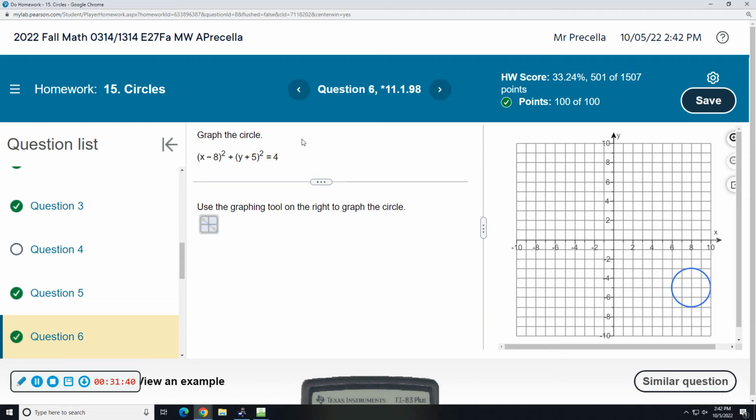Any questions there? Change sign, take the square root to determine the radius, provided the equation is in center radius form.